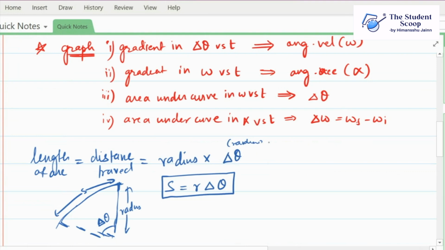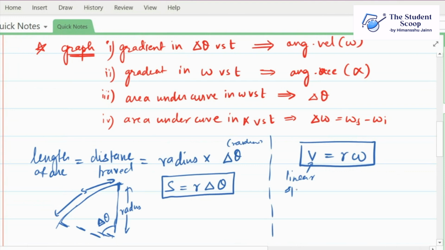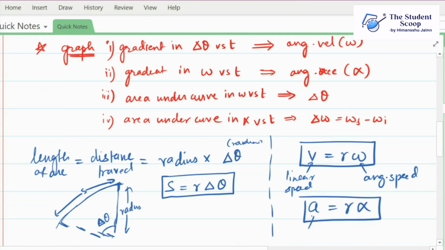The extension to this is V is equal to R omega. This is also an important formula. This is the linear speed and this is the angular speed. Again, the same relationship holds for acceleration: this is linear acceleration and this is angular acceleration. Sometimes the angular acceleration is given and linear acceleration is needed, and you can use those relationships.